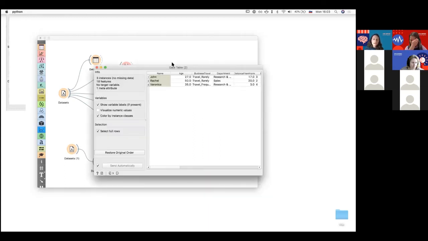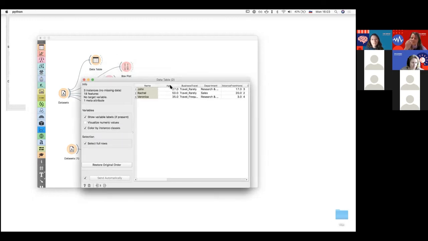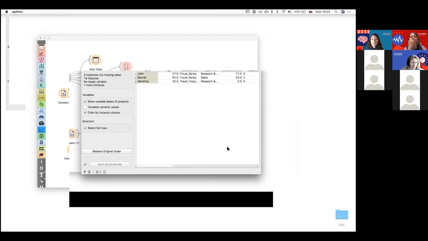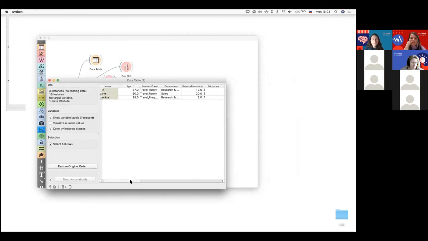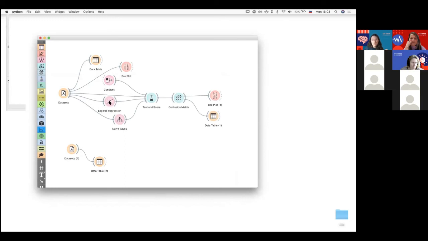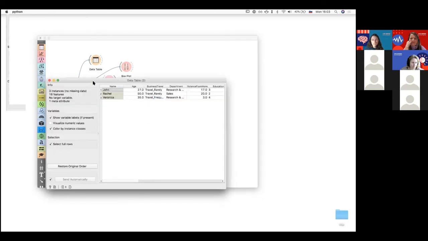So here I have a small example of how this would look. I have three people, John, Rachel, and Veronica, and they have the same features as everybody else. So I have all the data I need, but I don't have the attrition value. So I don't know, are they going to leave or stay? Now I want to predict this final value. So I'm going to use my model to predict which of these people will leave.